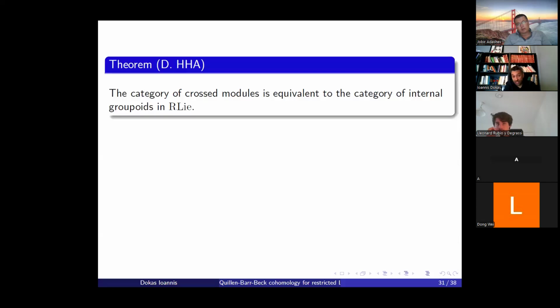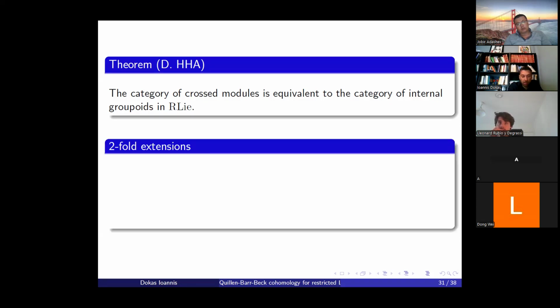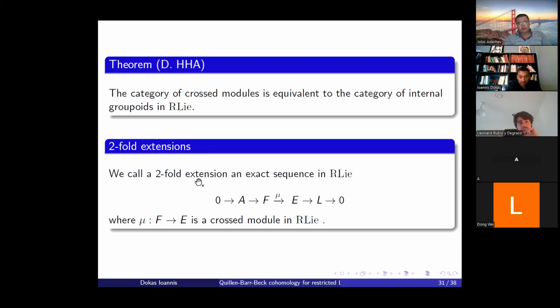is equivalent to the category of internal groupoids. And we will use this result, of which you can find the proof in the second paper I mentioned at the beginning. This will be used when we study the two torsors, and I will say where I use it. Now, let me speak about extensions, and in this case, we have twofold extensions. So for us a twofold extension is an exact sequence in the category of restricted Lie algebras like this, where mu is a crossed module in the category of restricted Lie algebras, the definition which we have just given.